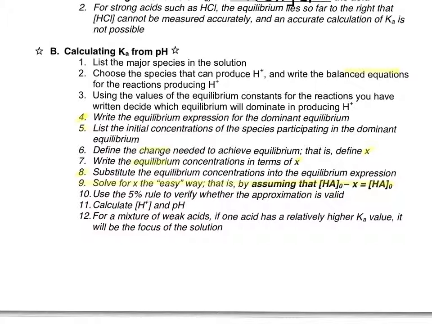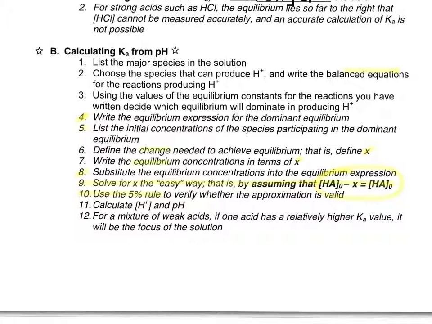And so for this little guy right here, we're assuming that the concentration of that substance minus the change is still equal to the concentration of that substance. This is only valid for very small values of K. You cannot use it when the values get too big. So how do you know when it's too high or too low? You use something called the 5% rule, which I'm going to show you how to do later on.